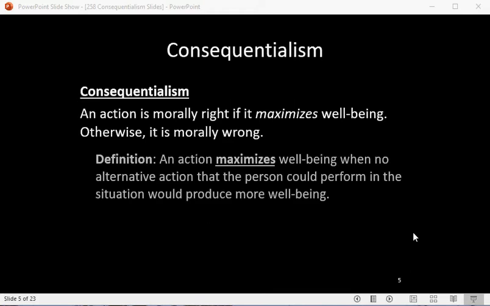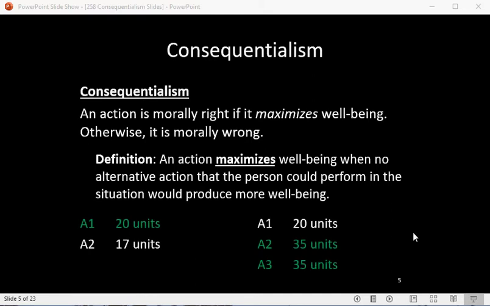What does it mean to maximize well-being? Well, an action maximizes well-being when no alternative to it that you could perform would produce even more well-being. So an action maximizes well-being when, in a nutshell, it has at least as good consequences as any other action that you could do instead. And here are just some abstract situations. Here on the left side is an abstract situation where you have two possible actions, A1 and A2, and A1 results in 20 units of well-being.